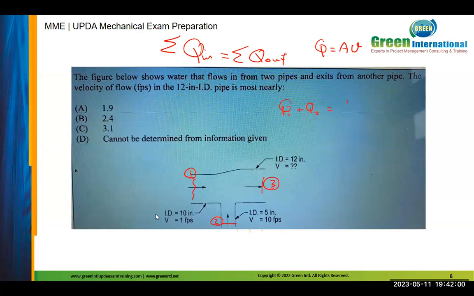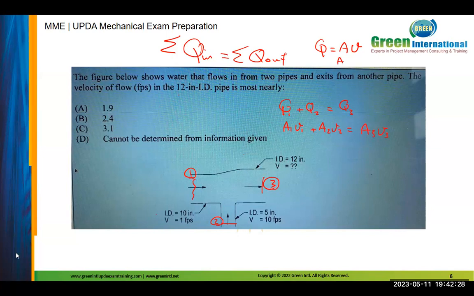So we write it here: pi over 4 d1 squared V1 plus pi over 4 d2 squared V2 equals pi over 4 d3 squared V3. As we see here, pi over 4 is common, so we cancel pi over 4 from all terms. Remaining are diameters and velocity. Let's substitute.